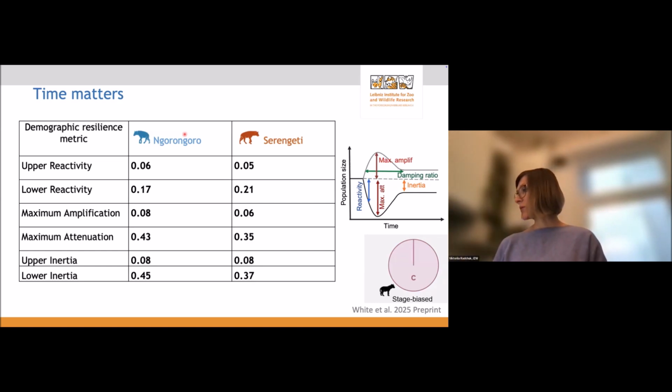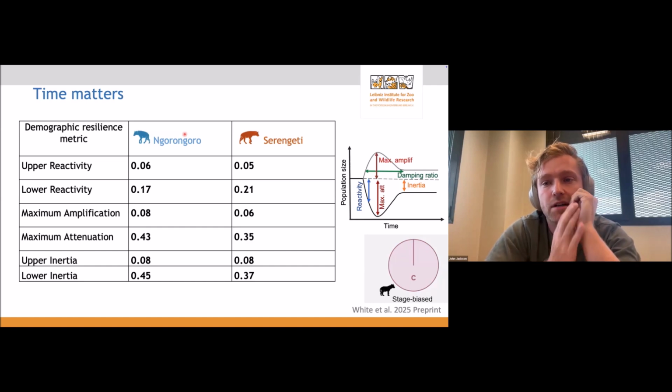I'm not sure whether you see my mouse because it's, for me, flickering somehow all the time. Do you see it now? Yeah, okay. Not really. Yeah.